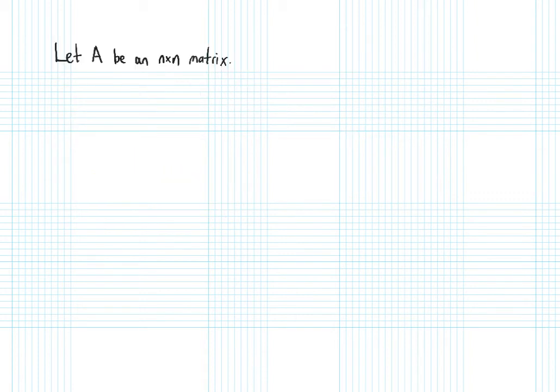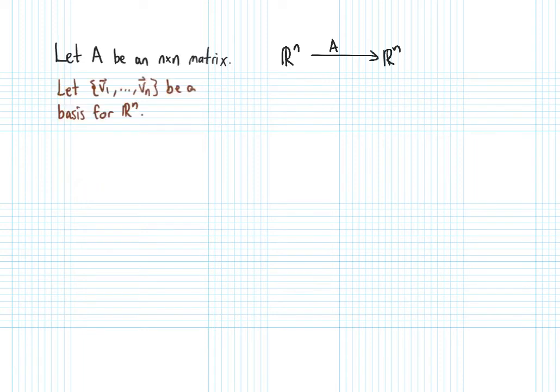So let A be an n by n matrix, not necessarily invertible, just any n by n matrix. Then, as we know, multiplying by A gives you a linear transformation from Rn to Rn. And then suppose we have a basis, v1 to vn, for Rn. Now, if I have a vector x, I could multiply it by A and get A times x. But I also could rewrite it in the coordinate system that comes from the basis.